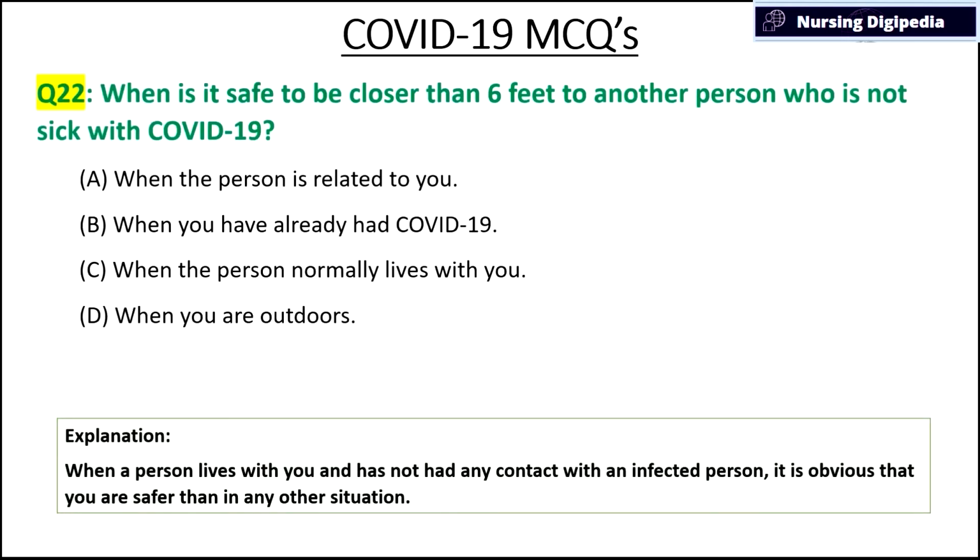Question 22. When is it safe to be closer than 6 feet to another person who is not sick with COVID-19? A. When the person is related to you. B. When you have already had COVID-19. C. When the person normally lives with you. D. When you are outdoors. And the answer is C. When a person lives with you and has not had any contact with an infected person, it is obvious that you are safer than in any other condition.